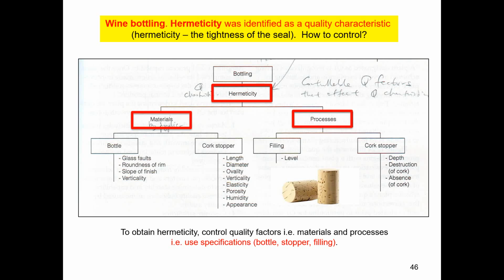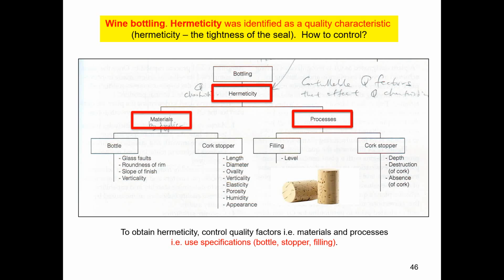So the manufacturer has to come up with specifications. For the bottle, you have to have certain measurements of the glass forks, or the roundness of the rim, or the slope of the finish, and the verticality of the bottles. You must have specifications for the stopper as well: the length of the stopper, the diameter, the ovality, verticality, elasticity, porosity, humidity, appearance, etc. And then for the process of filling, maybe the filling level in terms of volume is something that has to be controlled and have some kind of specification as well.